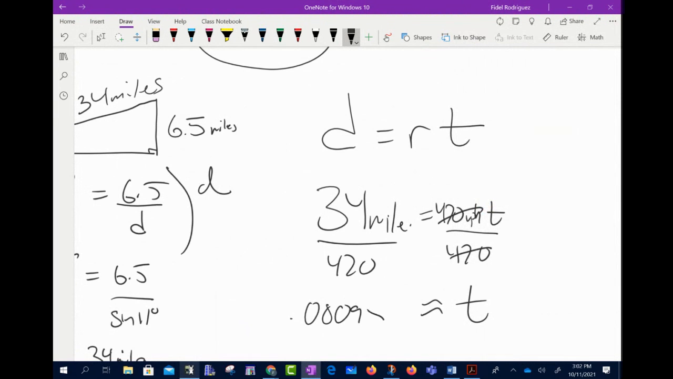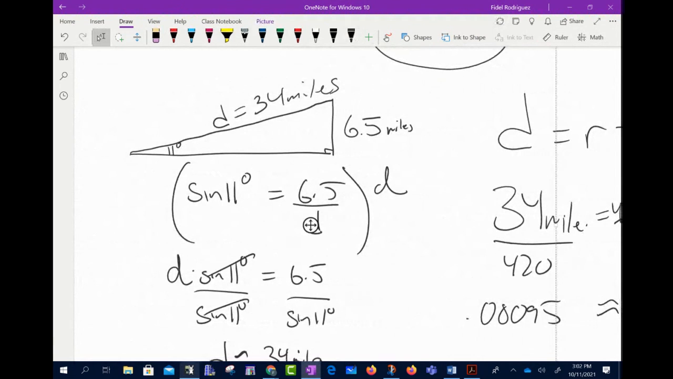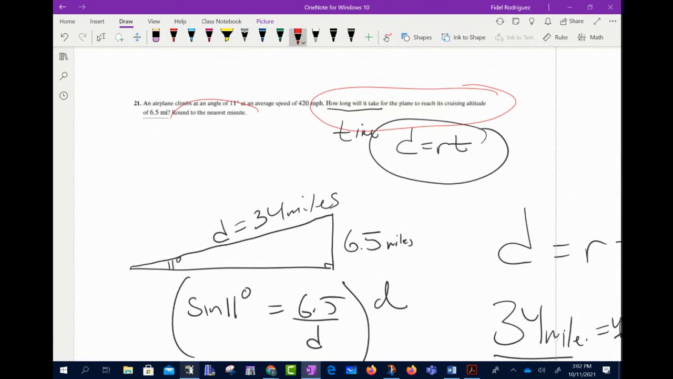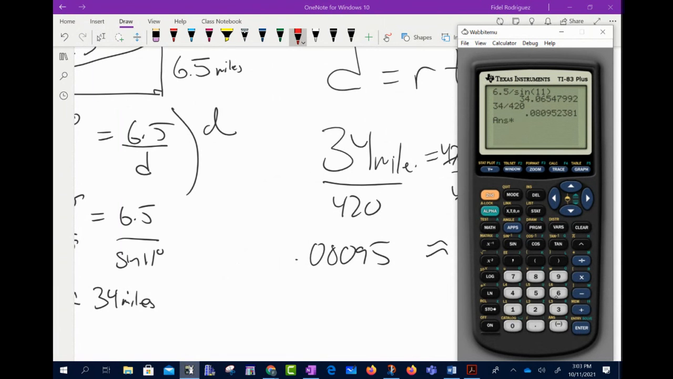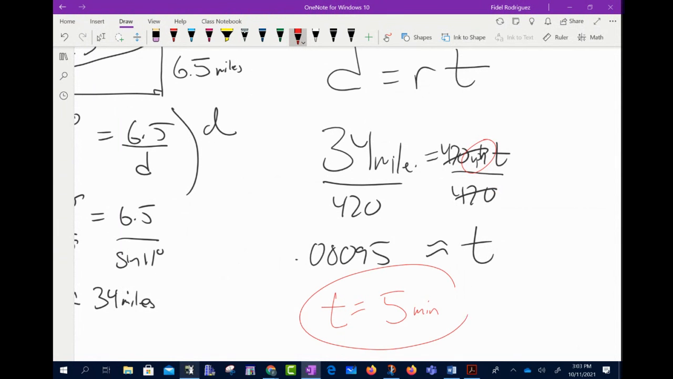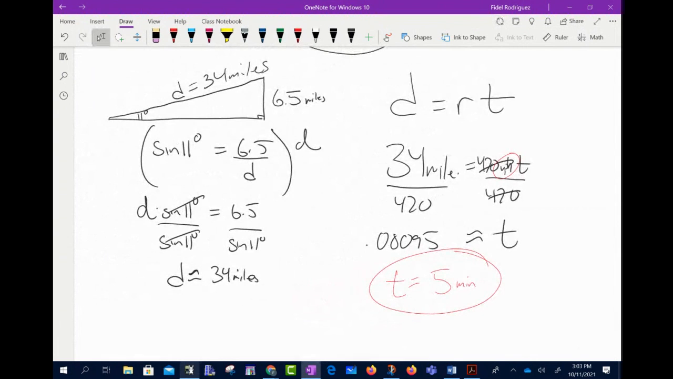I'm just going to write it right here, 0.08095. And I'm going to look, is it asking me to round to anything? Round to the nearest what? Minute. Okay. So guys, it was 420 miles an hour, so this is my time in hours. If we wanted to find our time in minutes, wouldn't we have to take that number and multiply it by 60, right? So right here, I'm just going to go times 60. And if you round that to the nearest whole number, would you say 4 or 5? So it's going to take us 5 minutes to get to that 6.5 mile cruising altitude. Again, if you notice, we had to do a little bit of work in this problem to get to my answer, but we were able to figure it out.